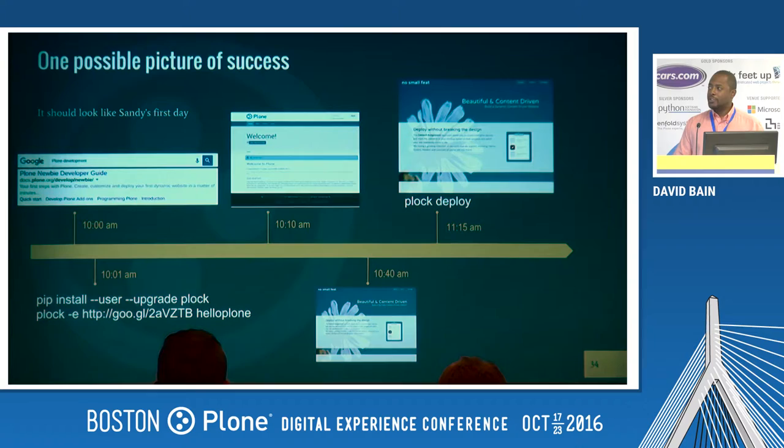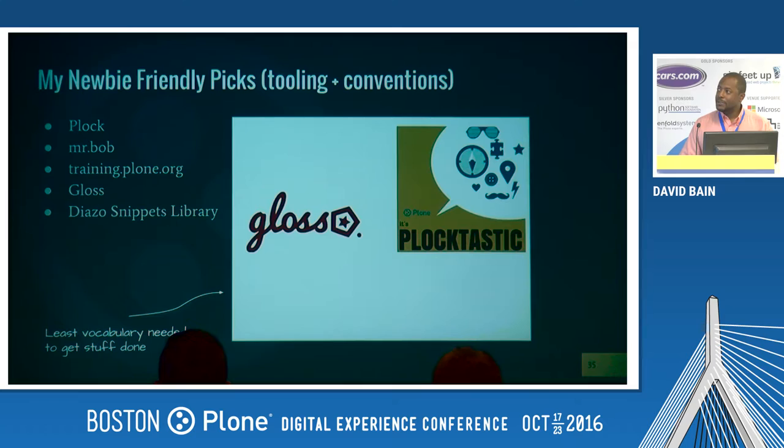Now, that would be great. So here are some of the tools I've picked for making that happen. Plock, because it is really, really, really easy to get started. There's some gaps in documentation, and there's some non-standard things, but those could be changed. Mr. Bob allows you to create some nice templates, so if she was working with a particular company, you could create templates to get started.